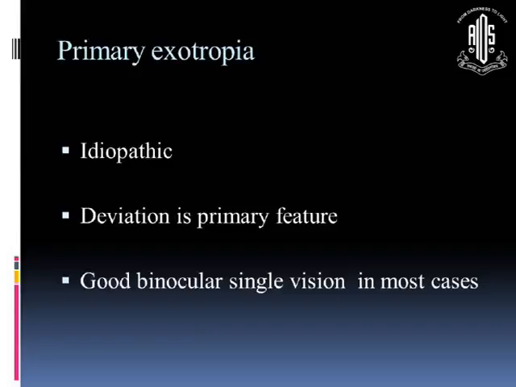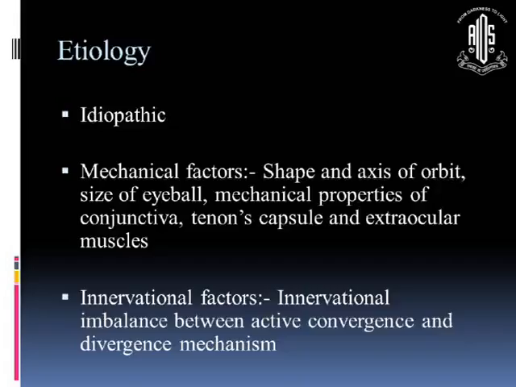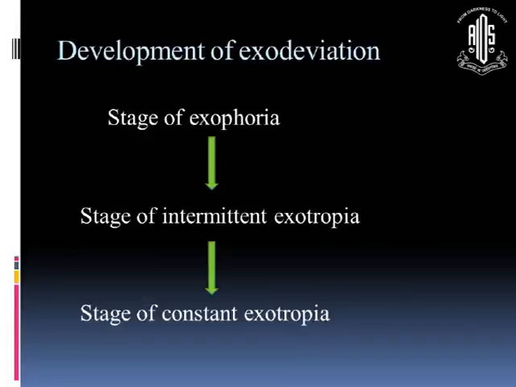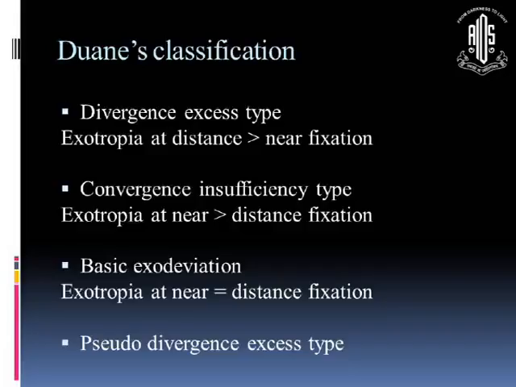The primary is the one which is idiopathic, and deviation is the primary feature, with good binocular single vision in most of the cases. The etiology is idiopathic, with mechanical factors and innervational factors, compared to all types of squint. Development is a stage of exophoria, marked exophoria, and then intermittency, and then you go to a constant exotropia.